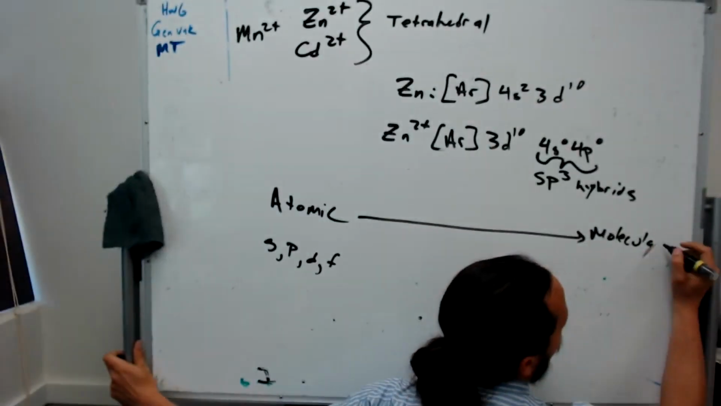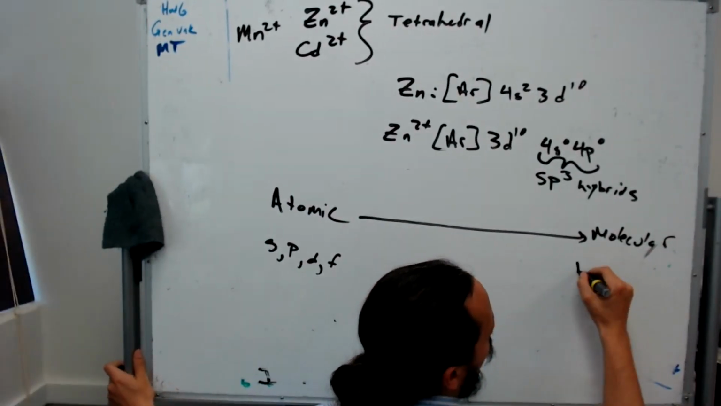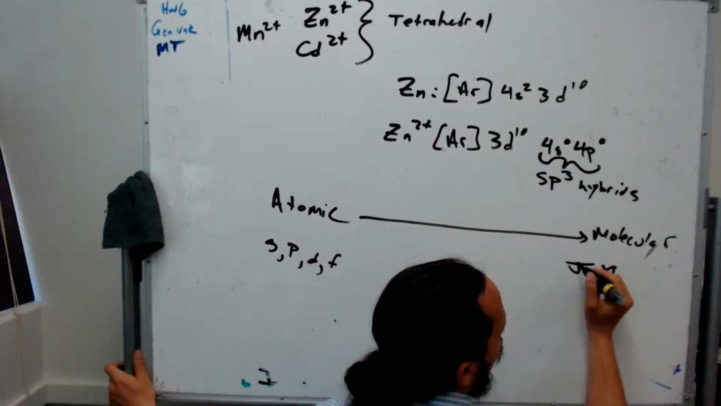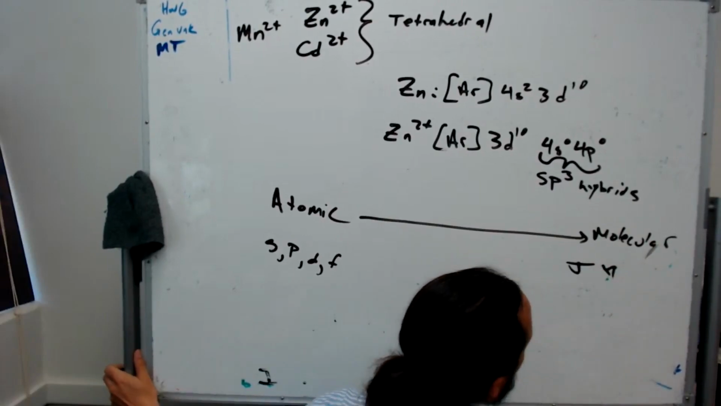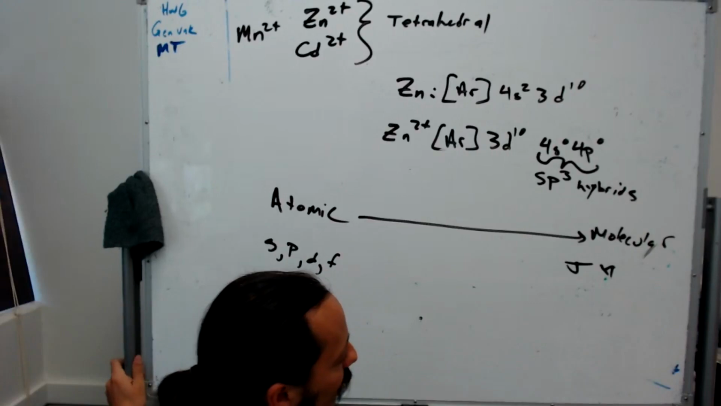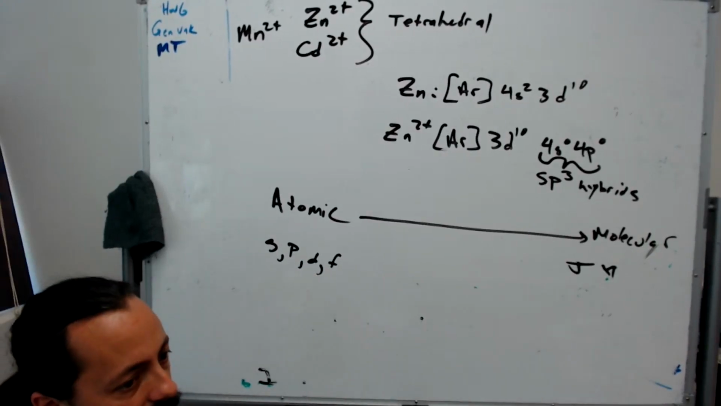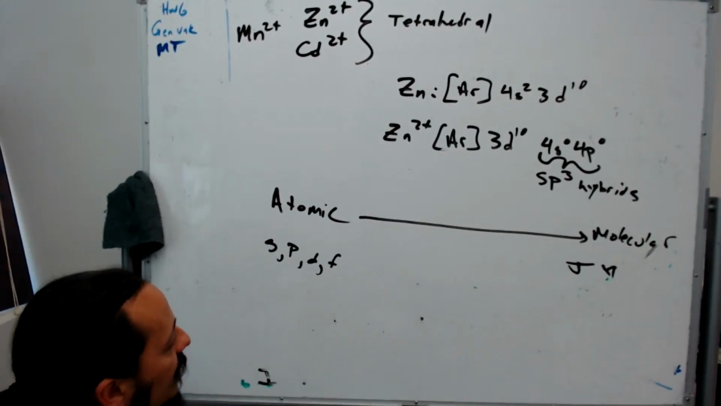And we've got our molecular orbitals. That's going to be sigmas and pi's. I don't know if we actually go to deltas. I've only seen it in terms of sigmas and pi's. And then you get into point group symmetries.